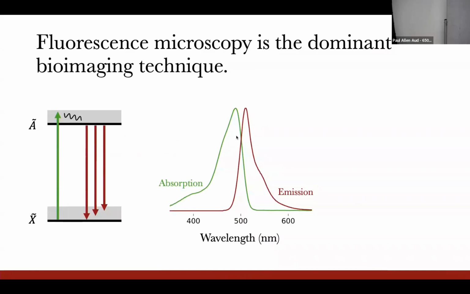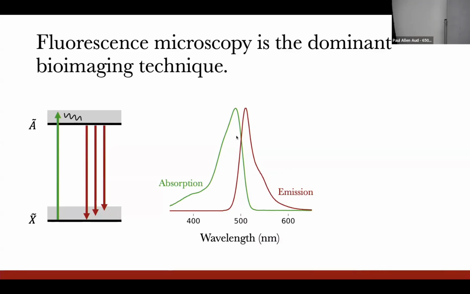So how does this technique work? I pump a chromophore with light, and it'll absorb and go into this excited electronic state, A. Typically, it'll quickly relax in this electronic excited state manifold non-radiatively, and then emit a photon to go back into the electronic ground state. So this photon will be redshifted, right?